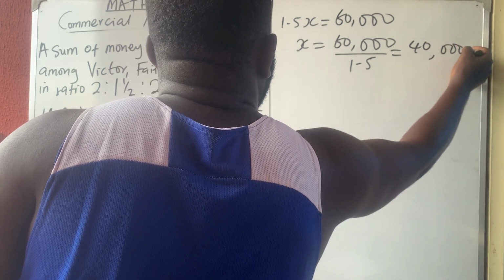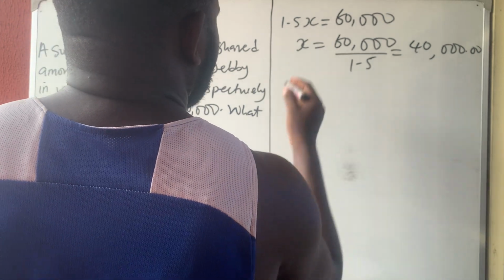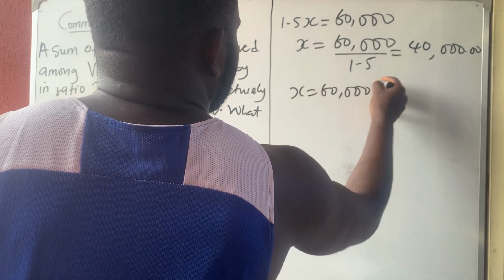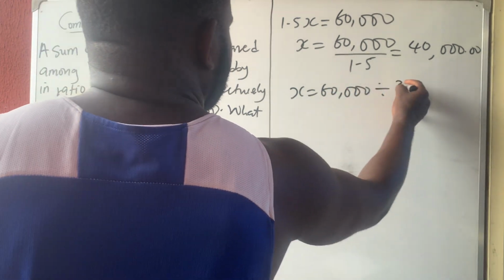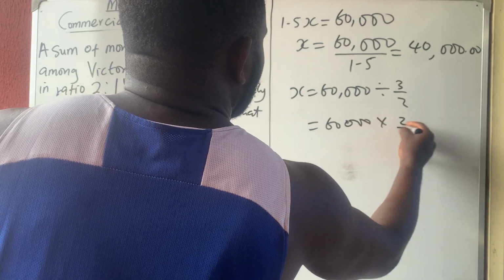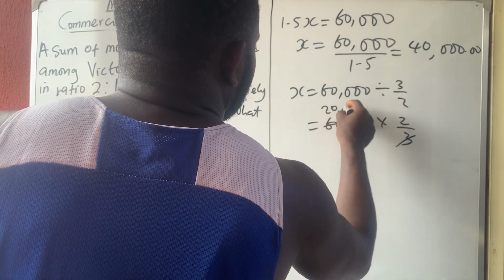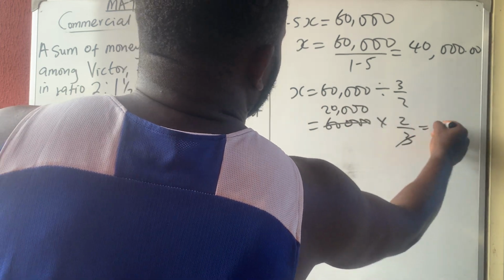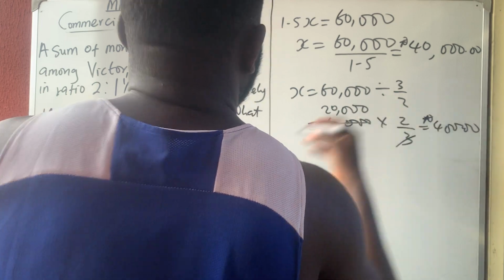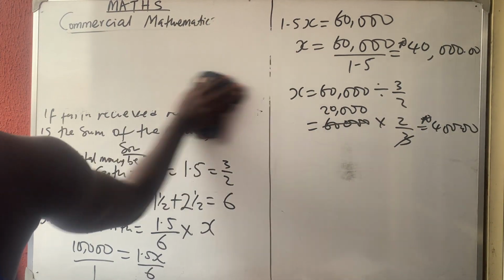40,000. Or if you don't have a calculator, you can say that x is equal to what? 60,000 divided by 1.5, which is 3 over 2. So which is what? 60,000 times 2 over 3. So 3 into this will give you 20,000. So 20,000 times this will still give you the same 40,000. So that is that for that.